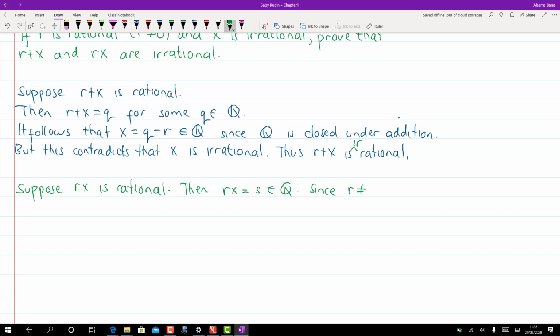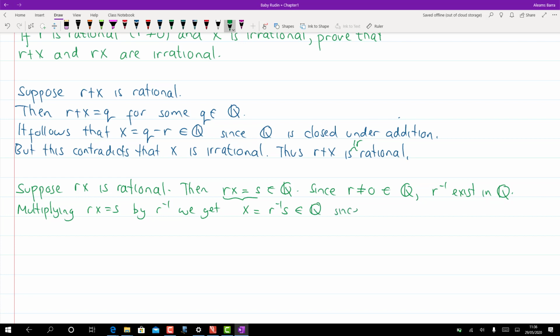Since r is not equal to 0 in the field Q, r inverse exists in Q. Now if we multiply this equation, rx equal s, by r inverse, we get x equals r inverse s, which is in Q, since Q is closed under multiplication.